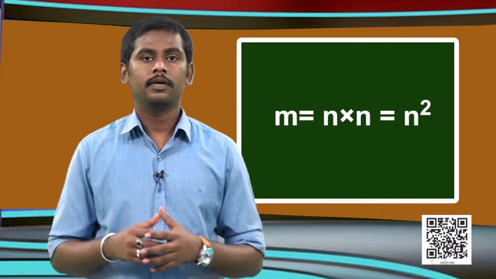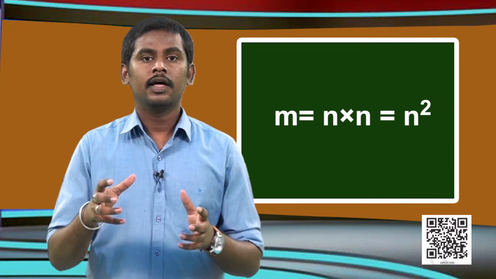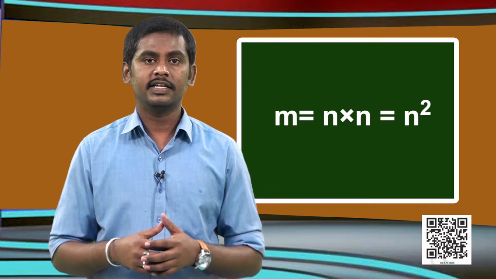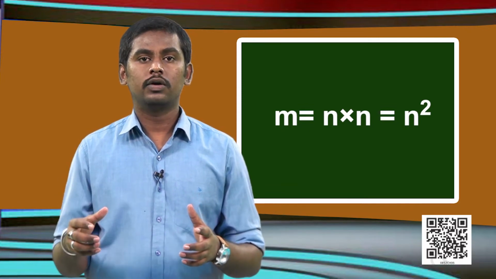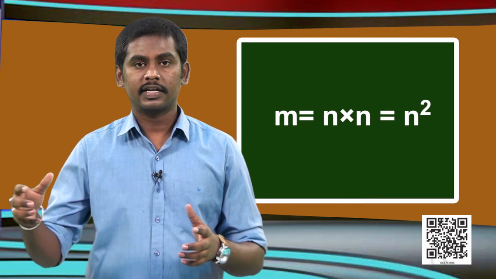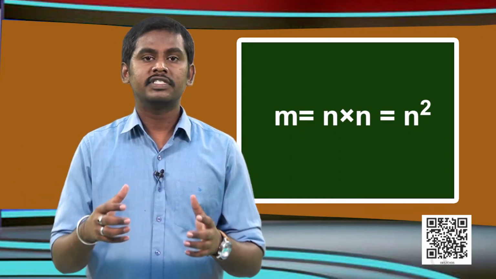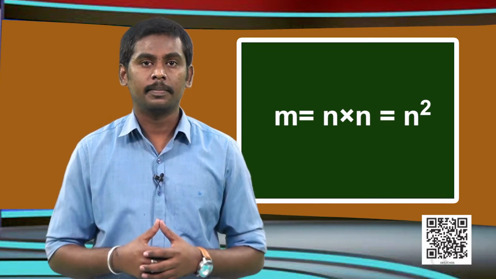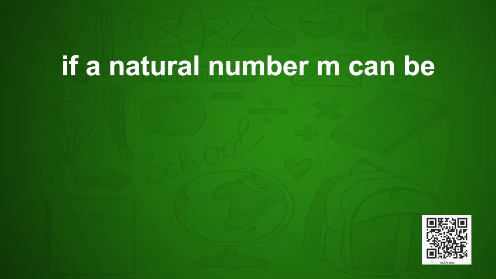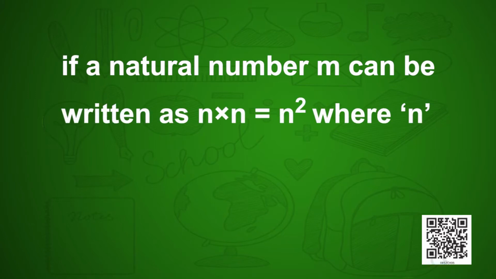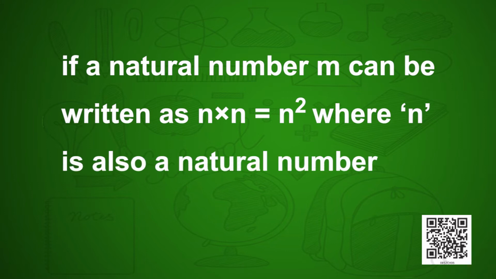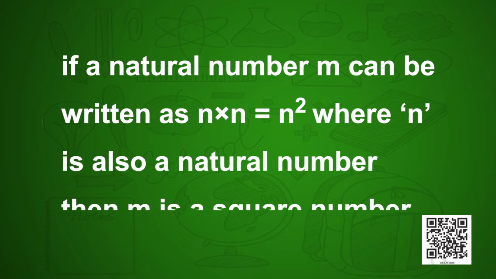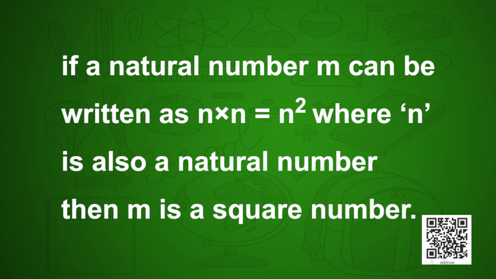In general, if we have a natural number say m, if we can write this m as product of n with itself, that is, if we can write m is equal to n multiplied with n, that is equal to n square, then we say that this m is a square number. Remember, m is also a natural number here. In general, if a natural number m can be written as n multiplied with n, that is n square, where n is also a natural number, then we say that m is a square number.